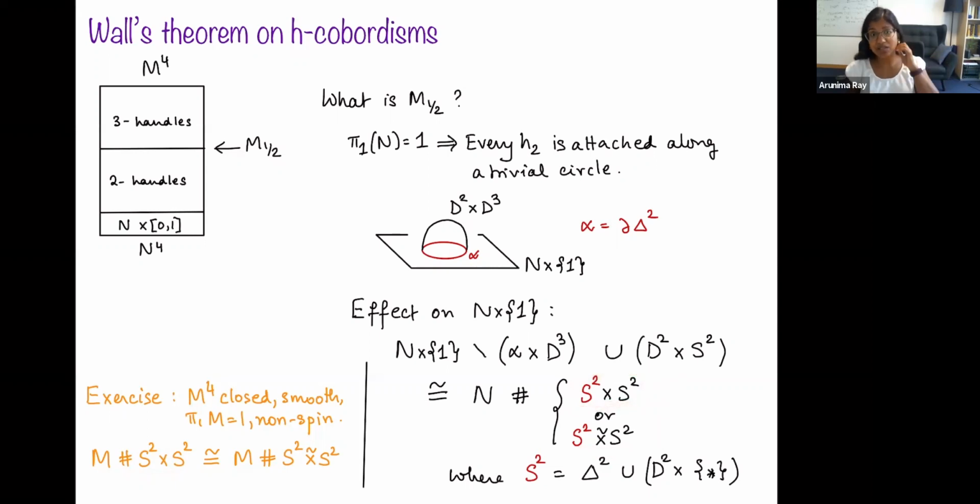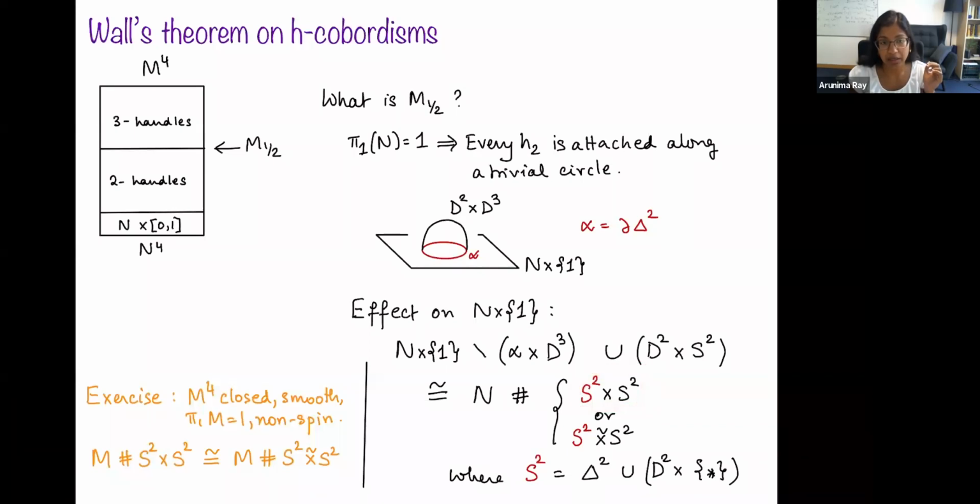And in the spin case, you should really have started off with a spin bordism between M and N, in which case everything also works out. So I'm going to assume moving forward that this M1/2, this middle dimensional piece, is obtained from N by connected summing some number of S2 cross S2s.